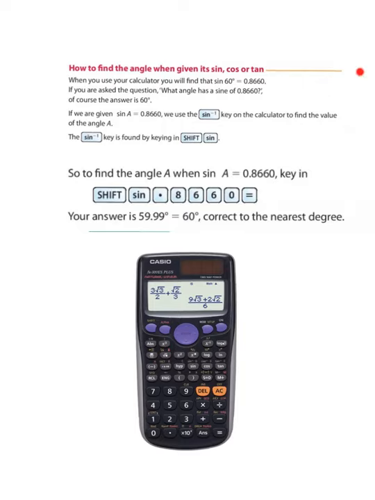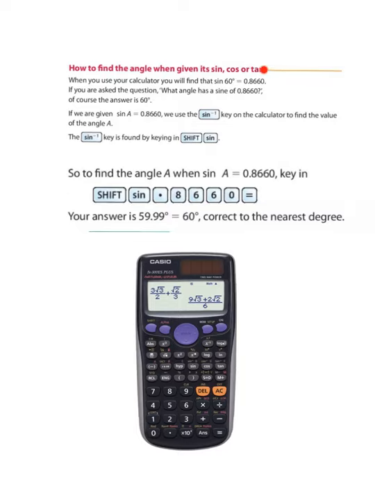Now, we can also use a calculator going backwards. So if they gave you the trig ratio and asked you to find the angle, okay? So when you use your calculator, you would find that sine 60 is equal to 0.8660, okay? But what if you're asked what angle has a sine of 0.8660, okay? So of course it's going to be 60, but how do we figure that out in the calculator?